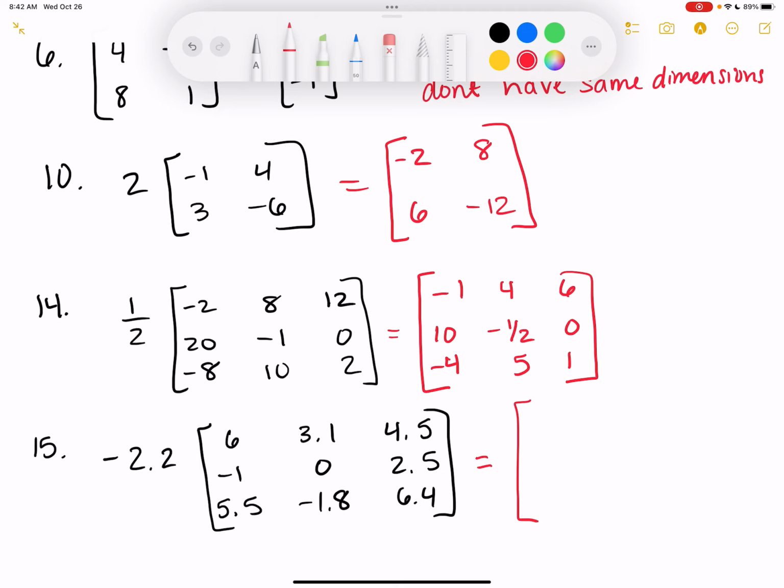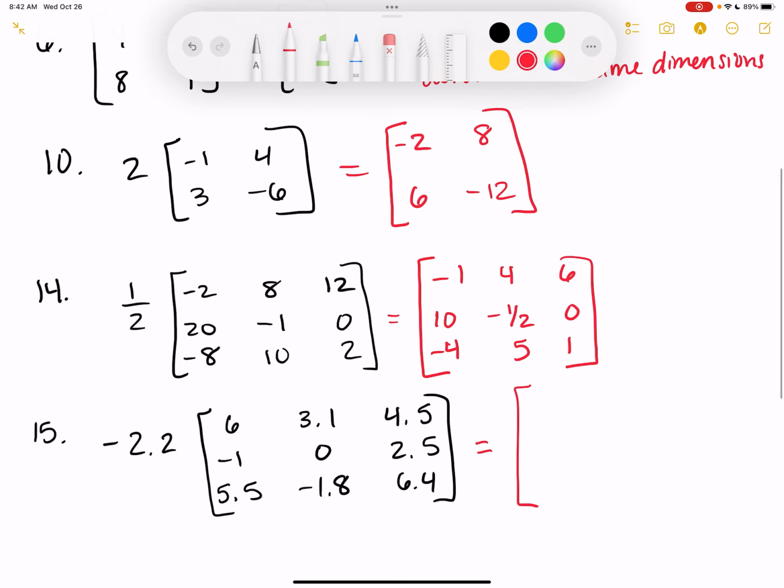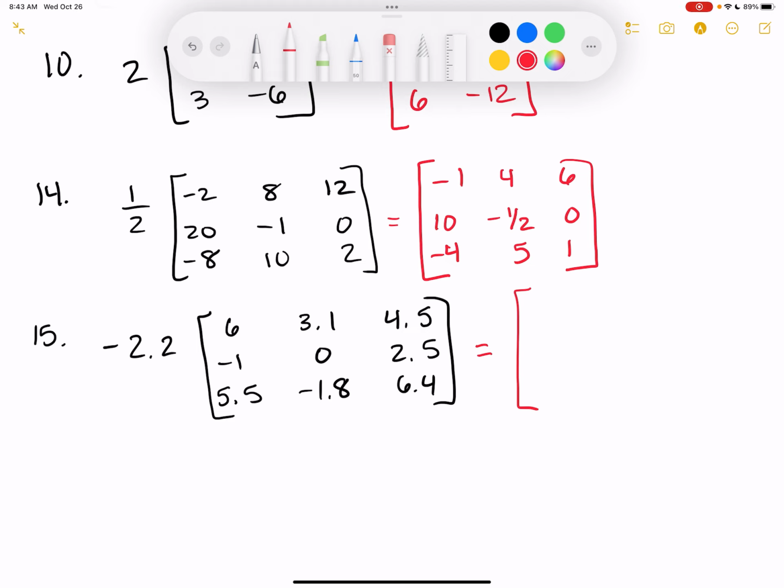Okay, so 6, 3.1, 4.5. I'm not going to read them all off because that might end up throwing you off, but I would always look back over and make sure your numbers are all right. All right, so once you have them all typed in, hit second and then the mode button up here.